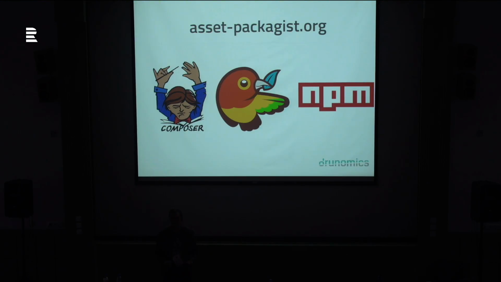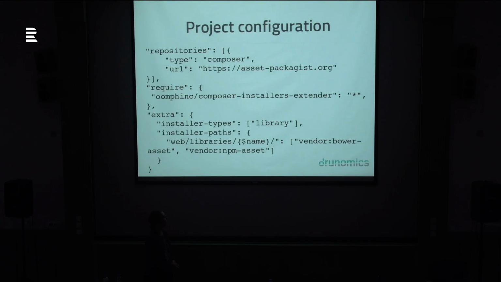So basically you have to do a configuration of your project once, like you set it up in your Composer JSON file of your project. And once you've done that, it just works. So what you have to do is you add the asset packages repository to your project. And then you also have to configure Composer such that it puts the libraries in the right place. And that's done with that dependency, Composer installer extenders.